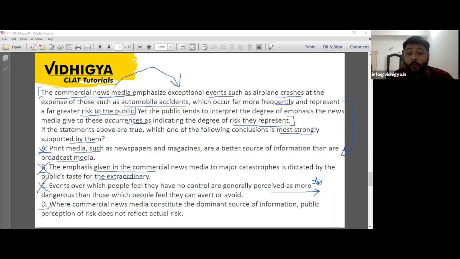D: where commercial news media constitute the dominant source of information, public perception of risk does not reflect actual risk. Because this seems good, this is the correct answer option for this question. In fact, the correct answer for this question is D. And why is it so? Because when people come across the news, specifically from the commercial news media, and the emphasis these entities put on such events like airplane crashes and all these things.